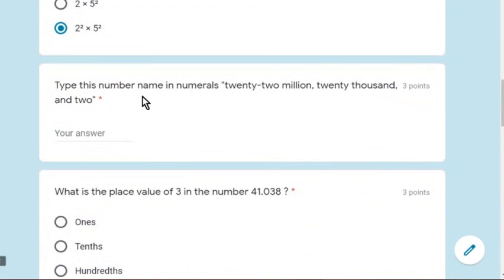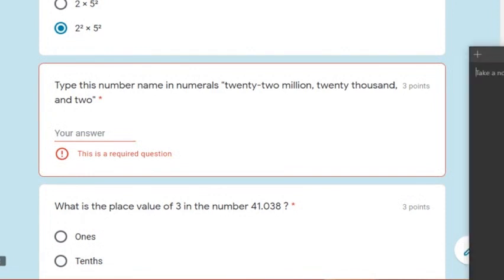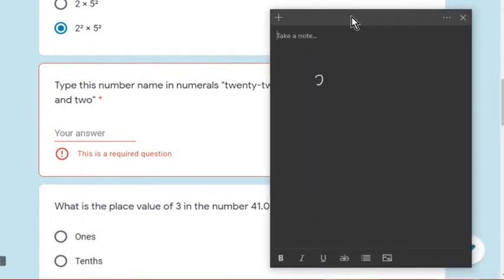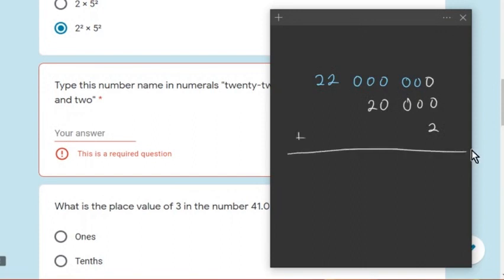Then type this number name in numerals: 22,020,002. So if I should break it down, I know I have 22 million. Million has 6 zeros. 20,000. So that means I have 20,000 and 2. So just a 2 here. So if I should add these, I have 2 0 0 0 2 0 2 2. So that's what I'm going to type there: 2 2 0 2 0 0 0 2.